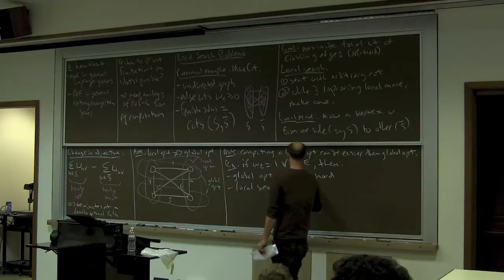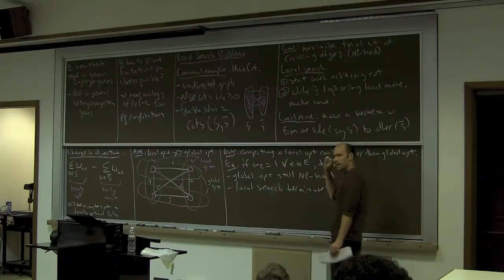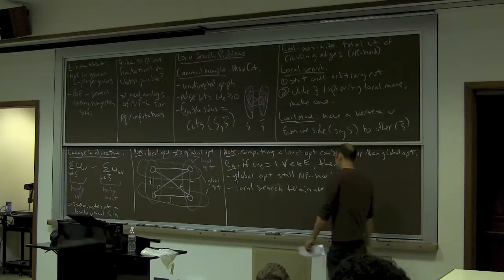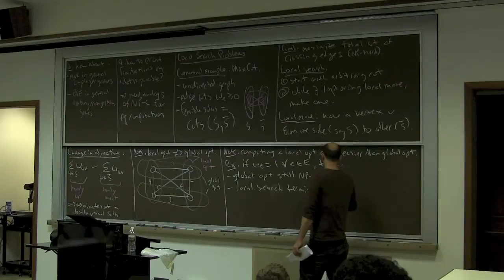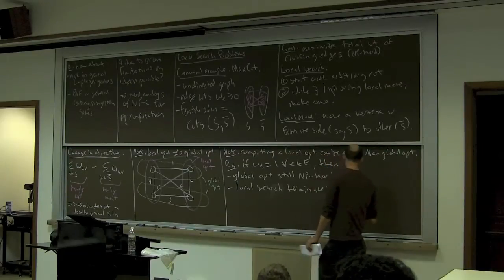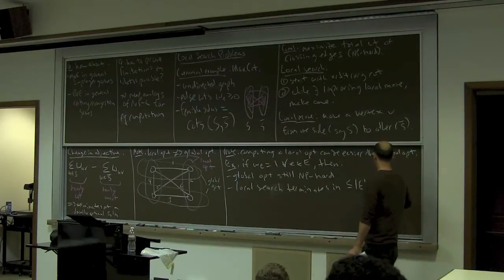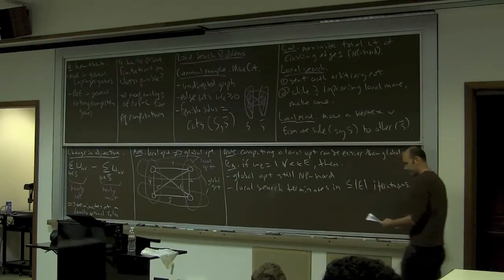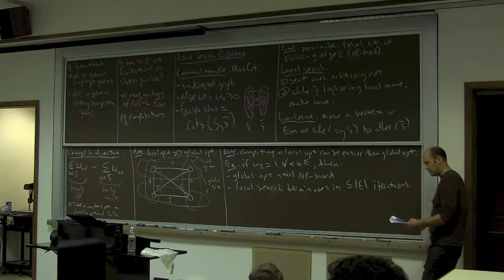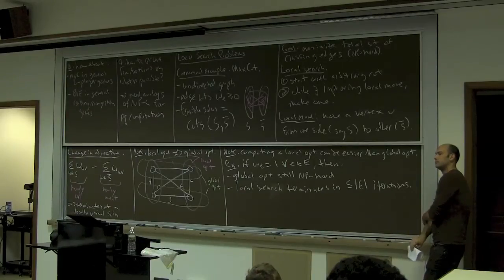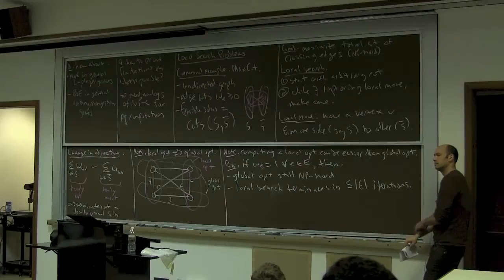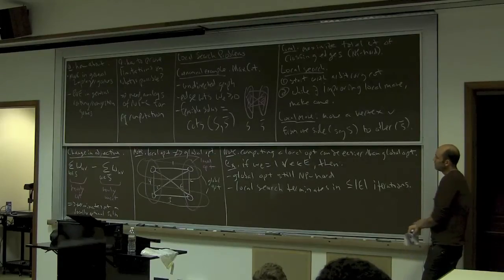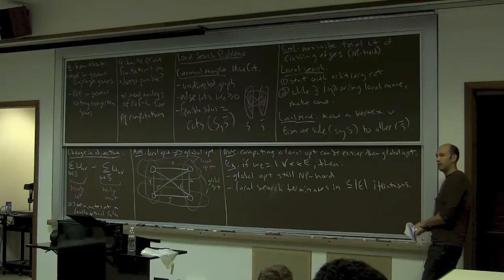I claim this can't run very long. And remember, when local search terminates, it certainly terminates at a locally optimal solution. I claim that it terminates in, at most, the number of edges iterations. So do you see why that's true? So in an iteration of local search, when you make a move, what can you say about the objective function value? It goes up.